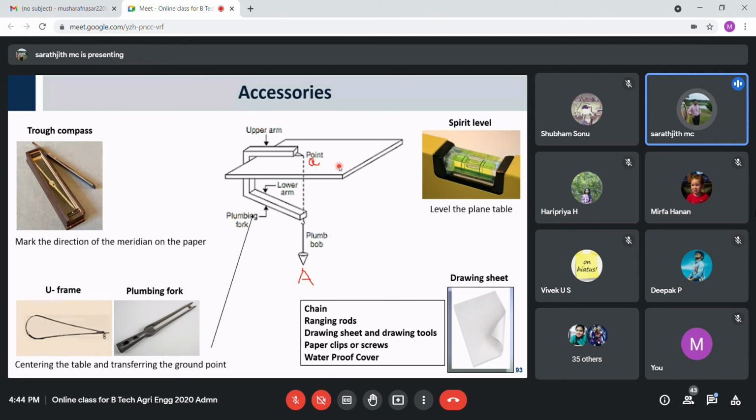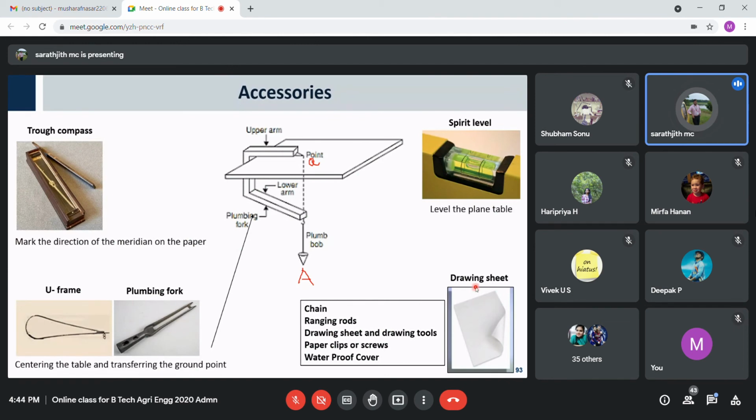This process of transferring a particular point on the ground to a point on a drawing sheet is known as centering, which means that you have placed your table at the center of, or exactly above, this point A. The term centering refers to the transferring of the ground point to the table. For this purpose we make use of the U frame or the plumbing fork. And there are some other accessories that we need.